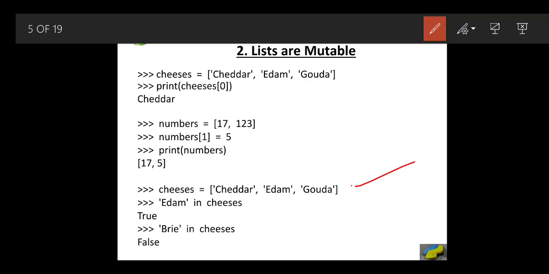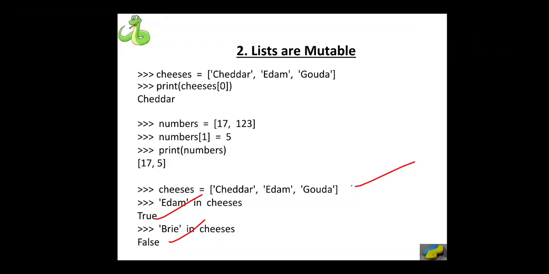Now the third example, again cheeses, the same 3 elements. You can check whether a particular element is present in that list or not. Consider Edam in cheeses, is it present? Yes, it will give you True. Brie in cheeses, no, it is not present, so it will give you False. So this is how lists are mutable.